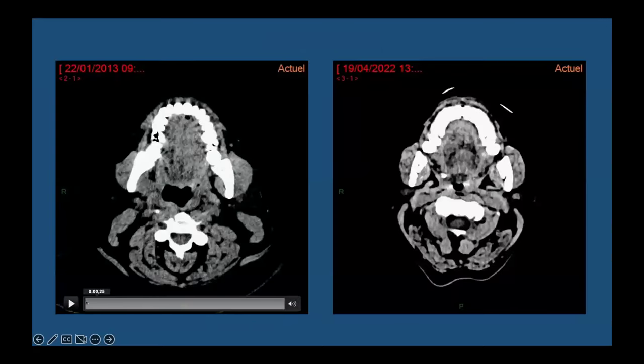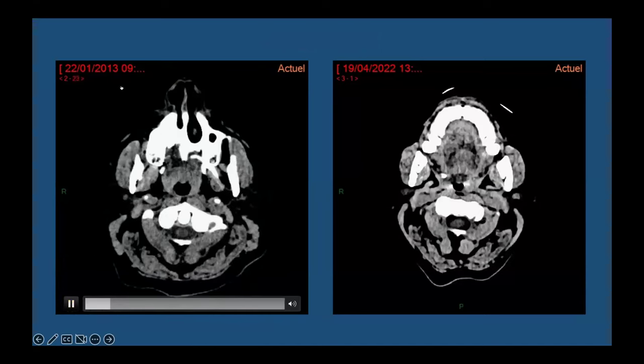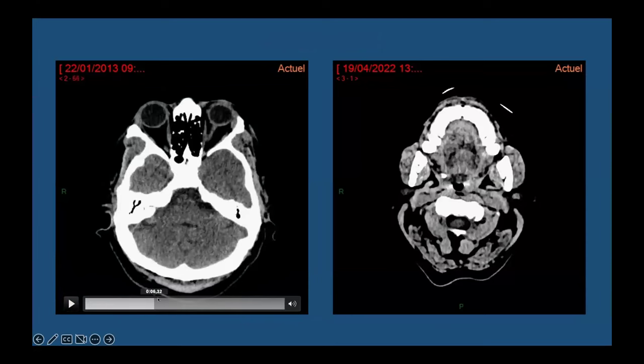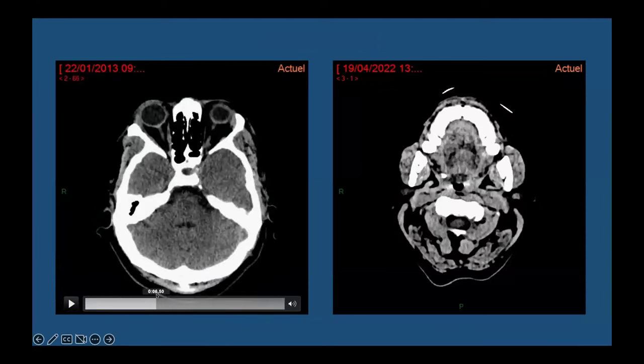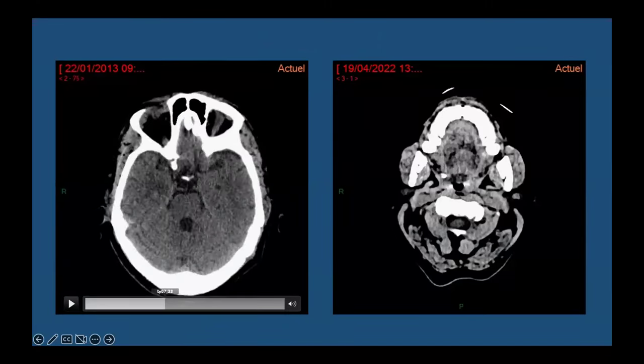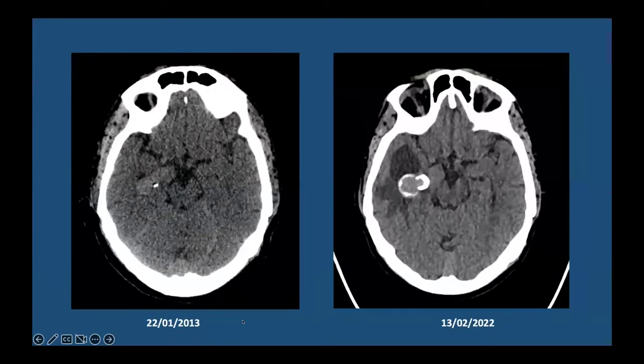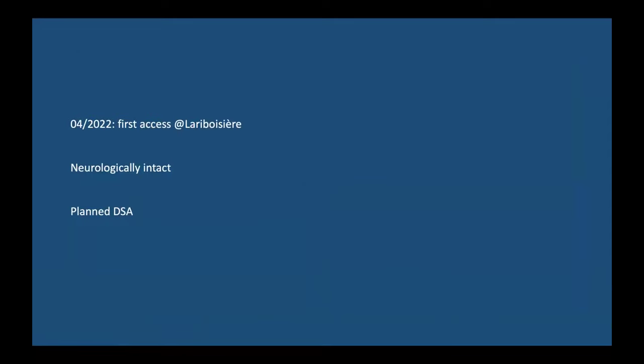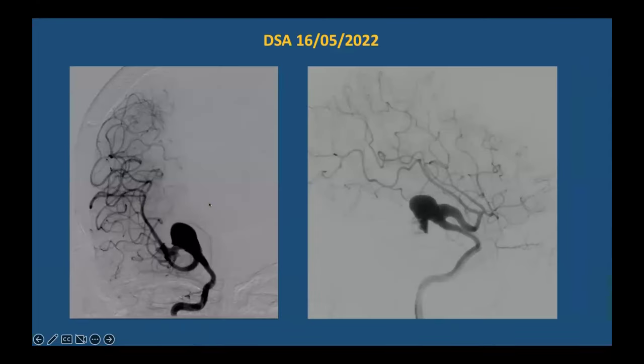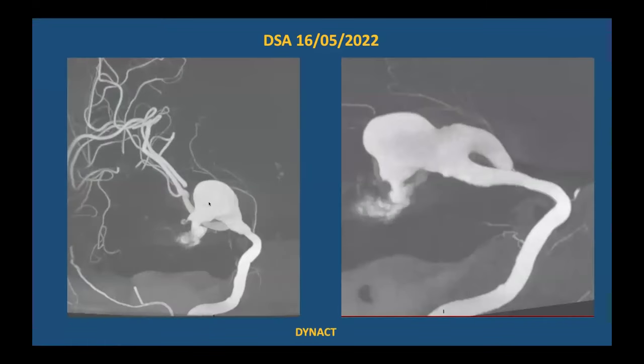And what's interesting is that they found a CT scan from 10 years ago, in 2013, where we can see that there was already the aneurysm, but the situation was a little bit different. There was no cystic lesion in the temporal pole. There was no edema, and the aneurysm was smaller and with less calcification. So that's the comparison of what changed. The aneurysm got bigger, and we had the edema and the cystic lesion. So she finally arrived at my attention in April 2022, neurologically intact, and so I planned a DSA study. That's the DSA, the angio study. So it's like the two images. Then we have, of course, a 3D, because Aidan and you told us it's very important.